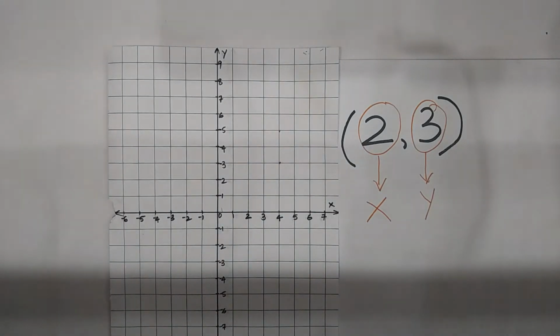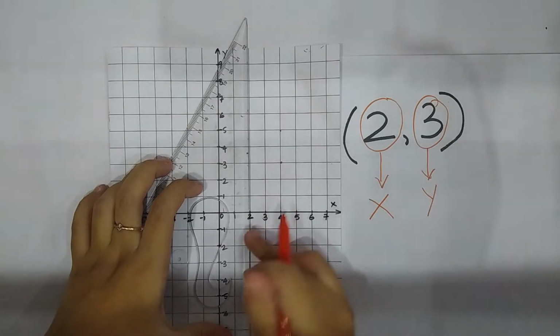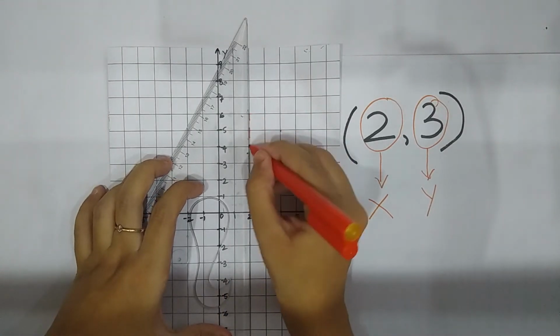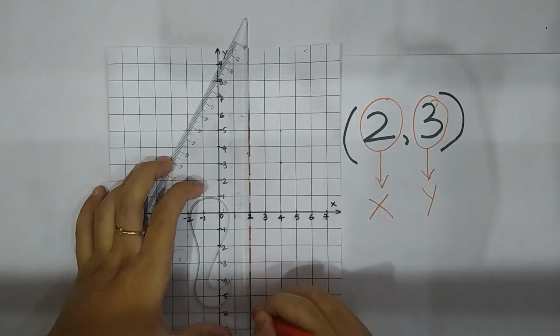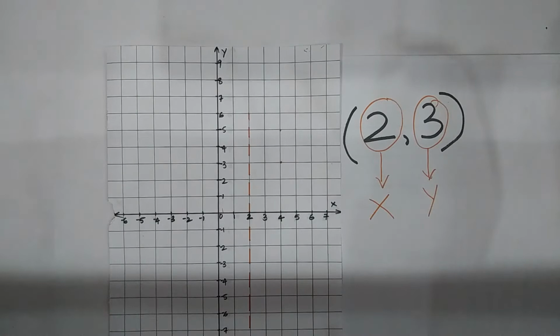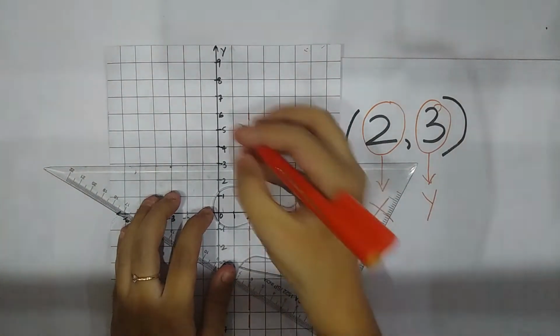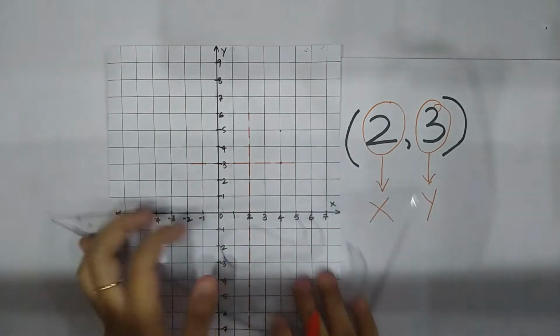So I'll just draw the dotted lines to make it simpler for you to understand. So this is the x coordinate, which is 2, right? So let us just draw a dotted line here at 2. Now the y coordinate, which is 3, so we'll be talking about this line, right?